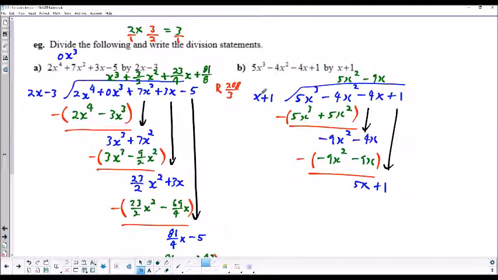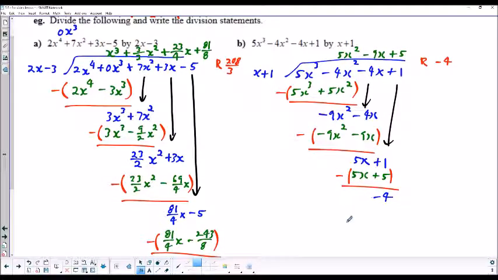One more time. What do I multiply x by to get 5x? That would be plus 5. 5 times x is 5x. 5 multiplied by 1 is plus 5. And we subtract: 5x minus 5x is 0. 1 minus 5 is negative 4. So we have a remainder of negative 4. Okay, and so then hopefully you've found that you have divided correctly and you have that quotient and remainder.